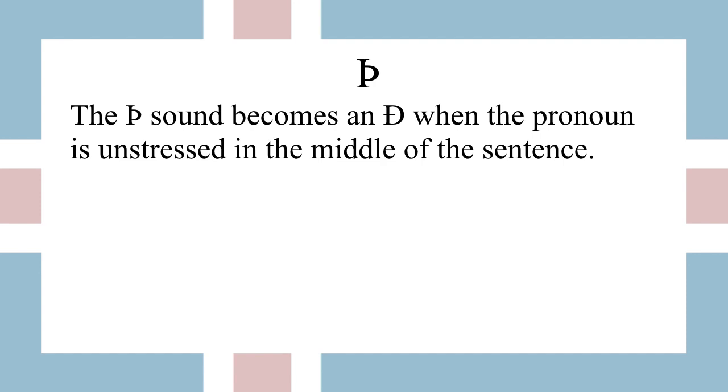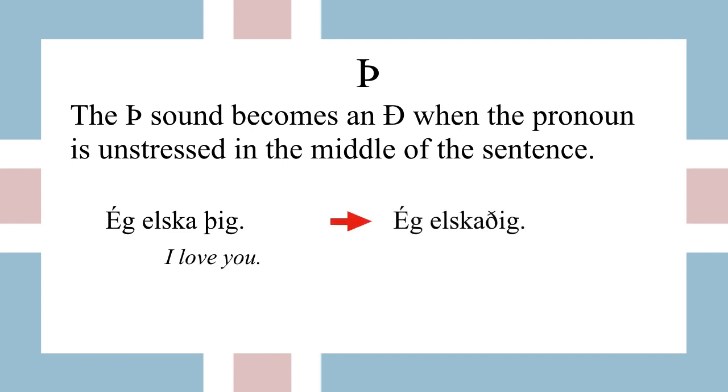The Thor sound becomes an eth when the pronoun is unstressed in the middle of the sentence. So we're not going to drop the Thor letter. We're just going to pronounce it as an eth. So here's a classic phrase that's pretty important. Ég elska þig, which means I love you. Now in natural pronunciation, this is going to become ég elska ðig. I love you.